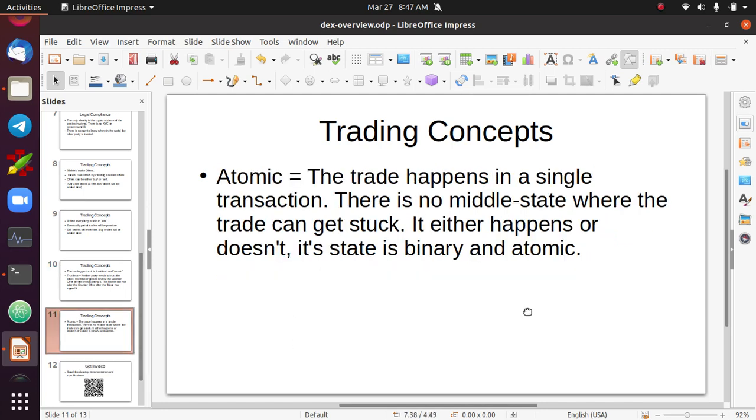And they're also atomic, and what that means is the trade happens in one single transaction. There's no middle state where the trade can get stuck. It either happens or it doesn't. So the state is binary and atomic. It's one and done. There's just no middle state where it can get stuck. The money either exchanges hands or it hasn't.